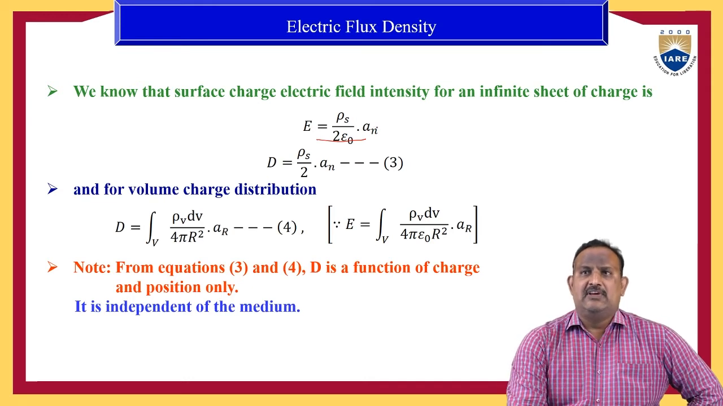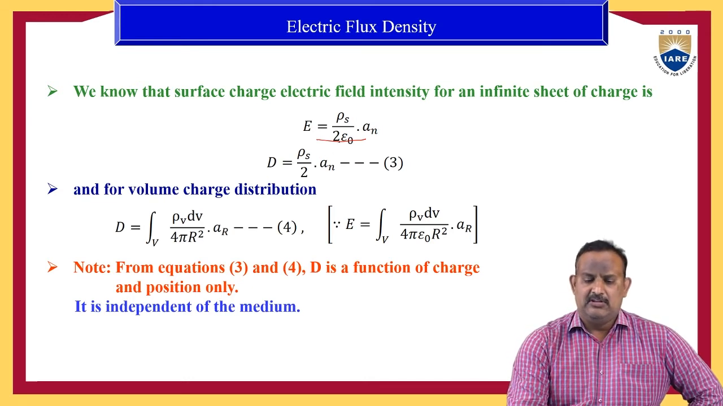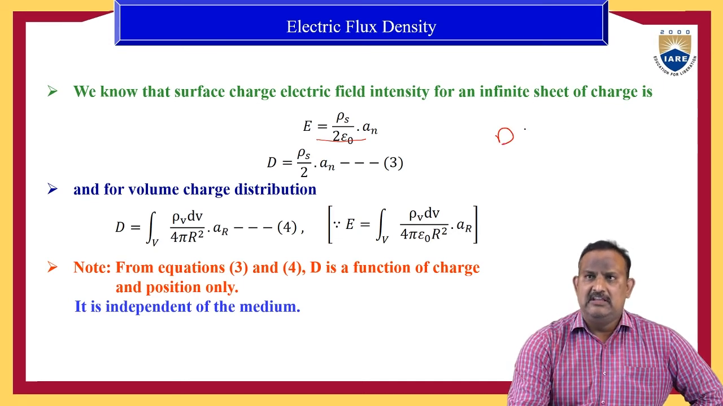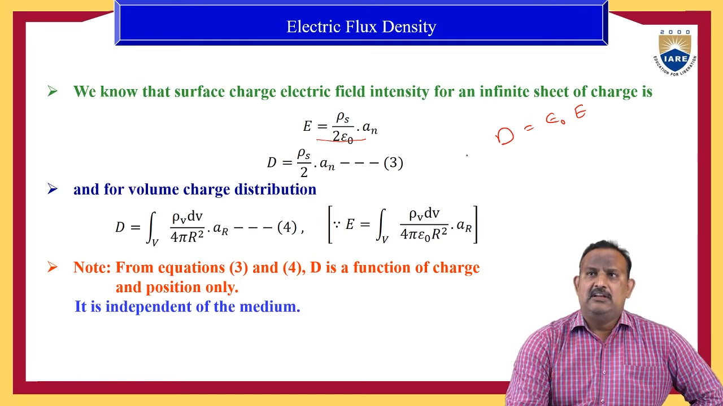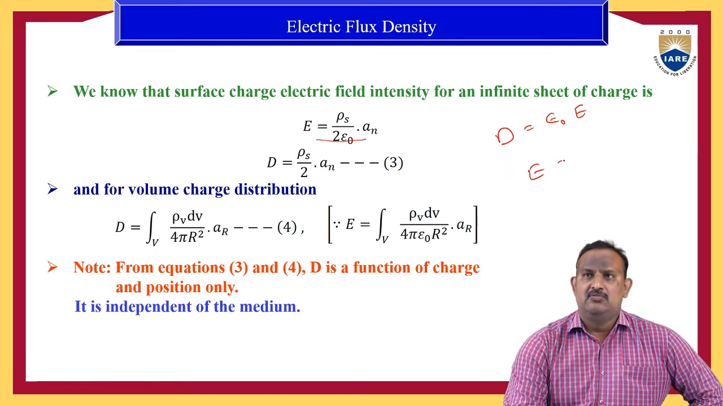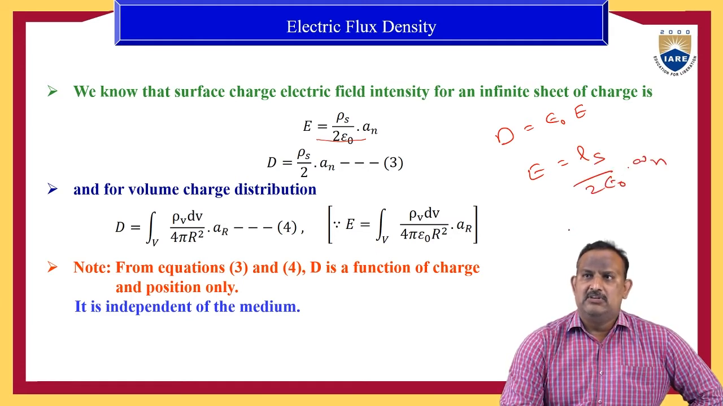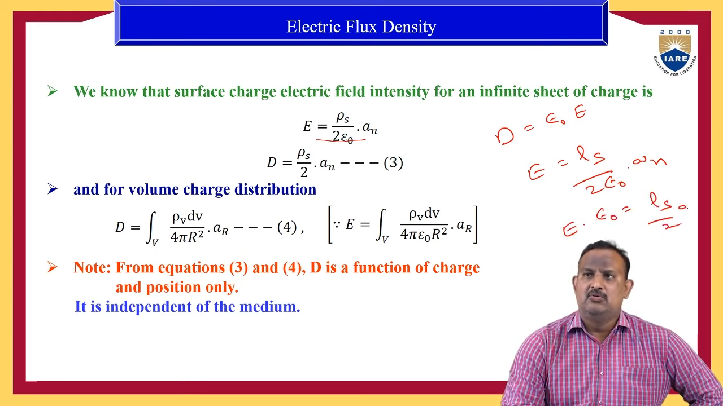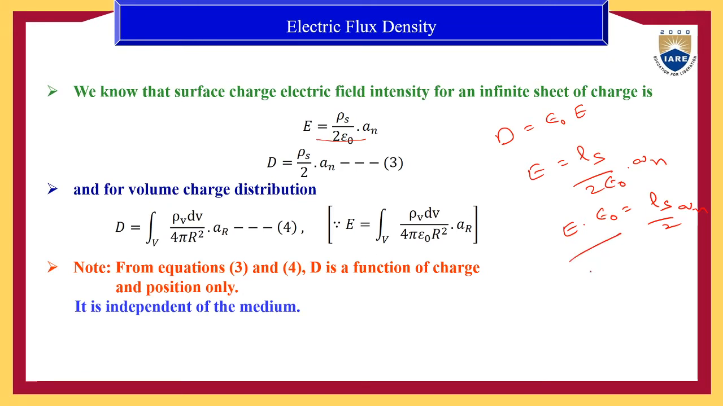According to the definition of electric flux density, D is equal to epsilon naught into E. Already we have E equal to rho s by 2 epsilon naught into an. So E into epsilon naught is equal to rho s by 2 into an. Here E into epsilon naught is known as the electric flux density D. Therefore, D is equal to rho s by 2 into an, which is an expression for the electric flux density of an infinite sheet of charge.